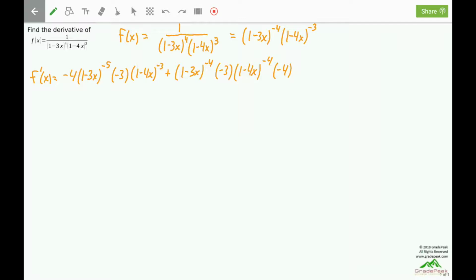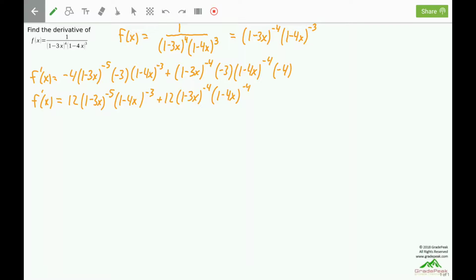In our next step, we're going to combine together the constants. This first term, we have a negative 4 and negative 3. Everything there is multiplying each other. So we can put the negative 4 and negative 3 together. That's a positive 12. And we have 1 minus 3x to the negative 5, and a 1 minus 4x to the negative 3. And in the second term, we have a negative 3 and a negative 4. We'll put those together. That'll be a positive 12. And we have a 1 minus 3x to the negative 4, and a 1 minus 4x also to the negative 4.